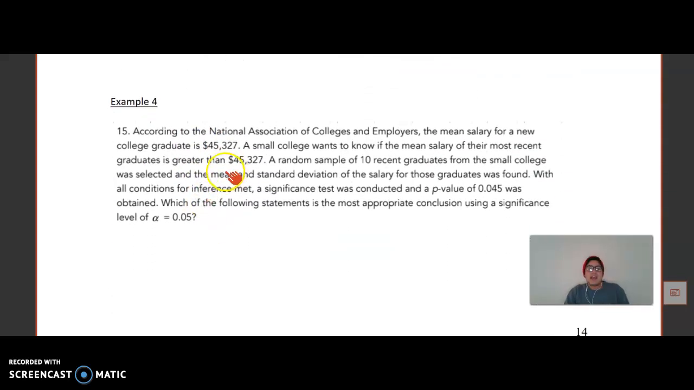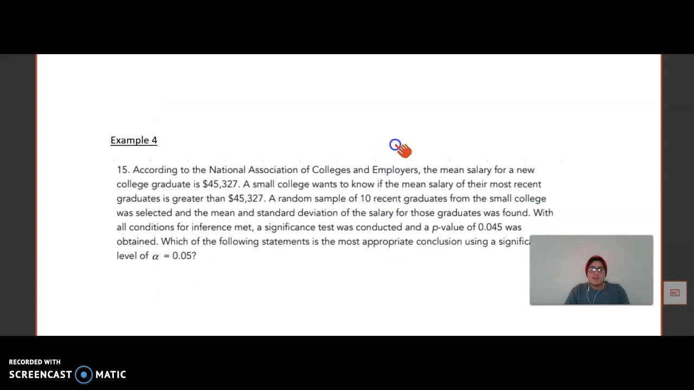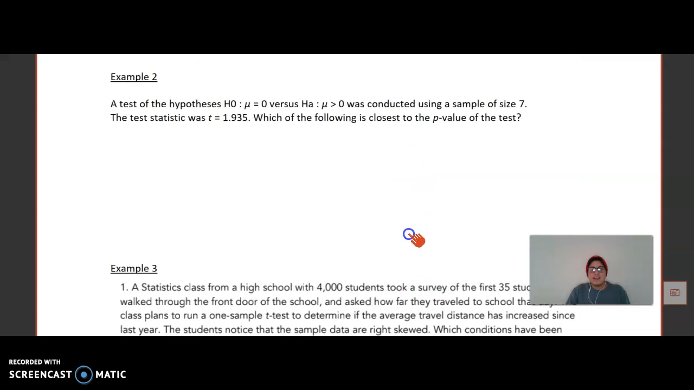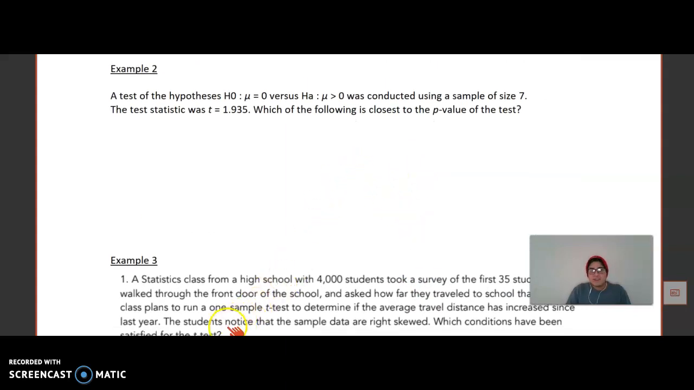And then here we have another situation where we obtain a p-value of 0.045, and which of the following would be the most appropriate conclusion using this significance level. So take a snapshot, take a picture, or if you're working in your notes, go ahead and attempt these problems. Pause the video, and then we'll go over them in a brief moment.